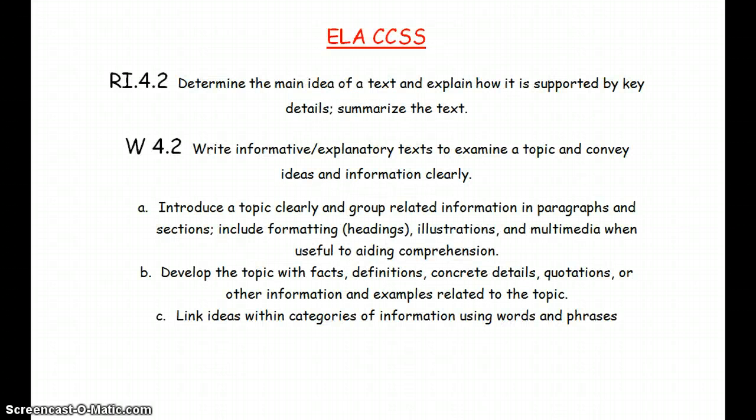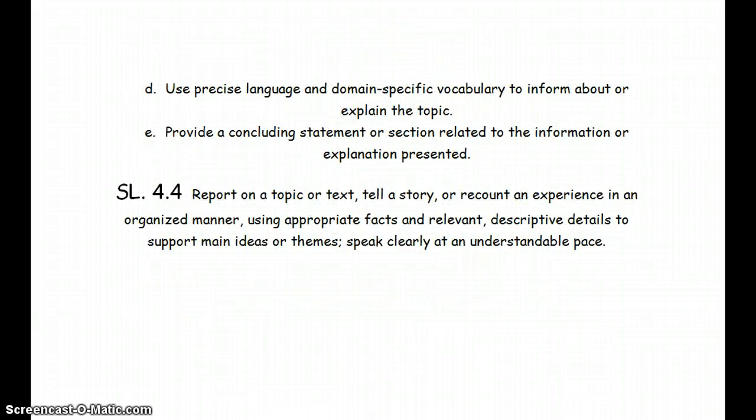The 4th grade ELA Common Core State Standards we will be looking at are RI 4.2, determine the main idea of a text and explain how it is supported by key details, summarize the text. W 4.2, write informative explanatory texts to examine a topic and convey ideas and information clearly. And SL 4.4, report on a topic or text, tell a story or recount an experience in an organized manner using appropriate facts and relevant descriptive details to support main ideas or themes. Speak clearly at an understandable pace.